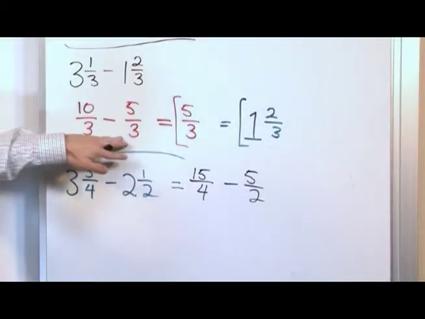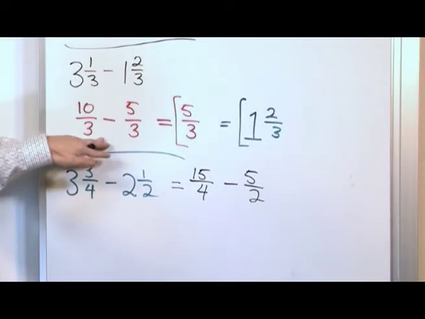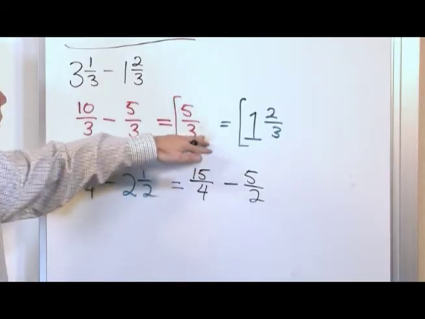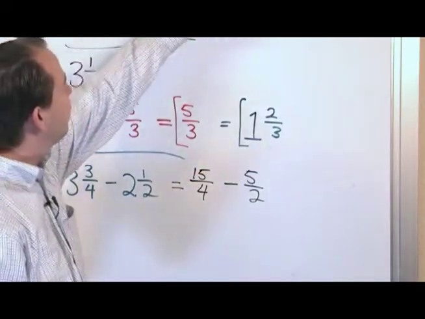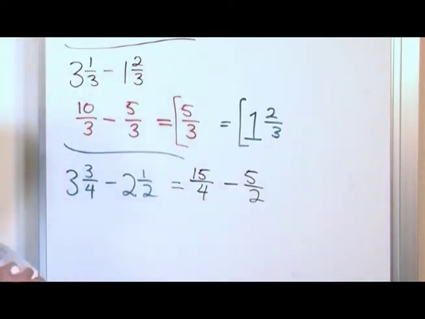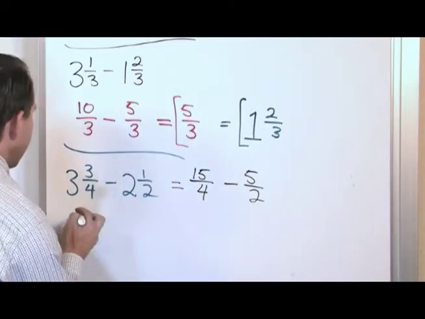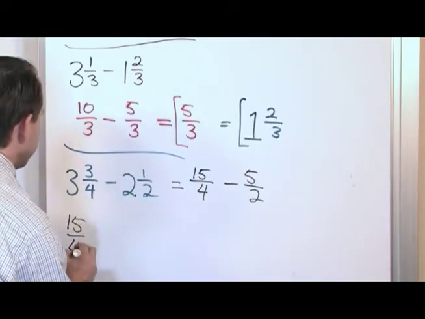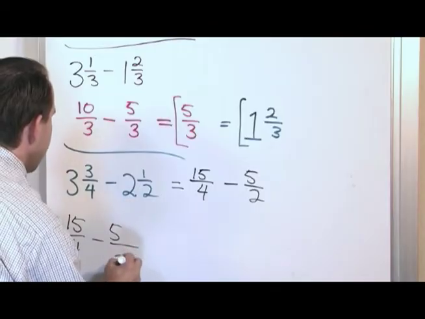Notice in this problem, it was constructed so we already had a common denominator, so we just did the work. Here we had a common denominator, so we just did the work. But here, when we get to this step, we don't have a common denominator, so we have to make them common first. So let's go ahead and rewrite this as 15/4 minus 5/2.